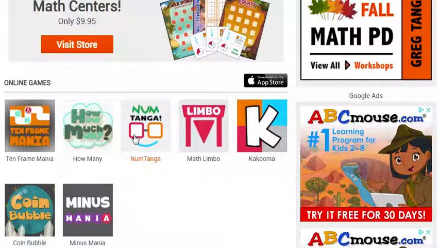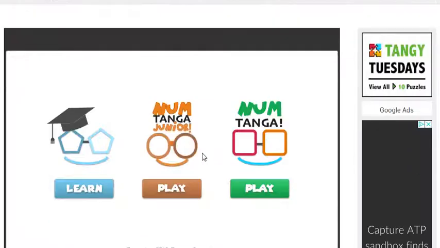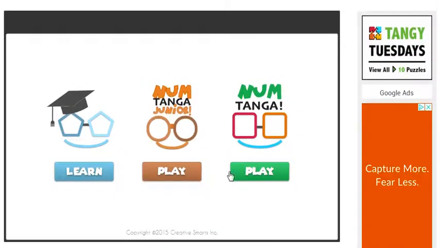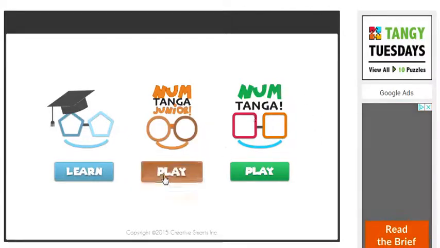Well, there are plenty of other ways to represent numbers as well, using what we call unit form, representing numbers with pictures, and that's what NumTanga is all about. You are trying to find the representation of that number, or the amount that is being represented in two different ways. So in NumTanga, there are actually two versions to play. There's NumTanga Junior and regular NumTanga.